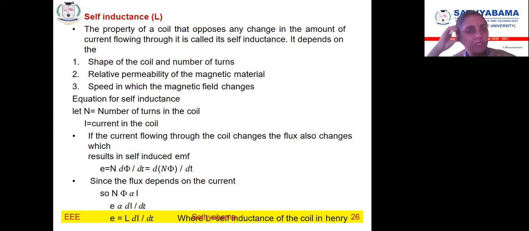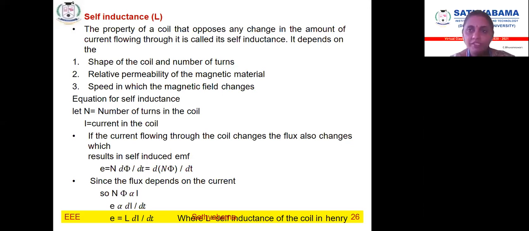The property of the coil that opposes any change in the amount of current flowing through it is called self-inductance. We have previously defined self-induced EMF, EL. The self-inductance is represented by L. It depends upon the shape of the coil and number of turns, the relative permeability of the magnetic material, and the speed at which the magnetic field changes. So, equations for the self-inductance.